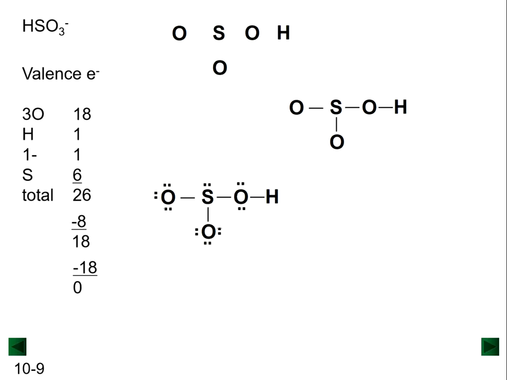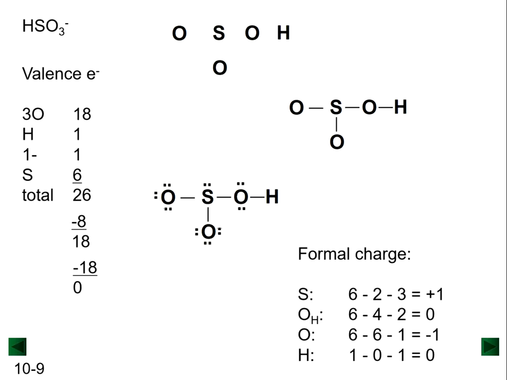But this representation is not the best representation. We can calculate formal charge to convince ourselves of this. The sulfur has a formal charge of +1. There are 6 valence electrons in sulfur. There are 2 lone pair electrons and 3 bonds, giving it a +1 charge.